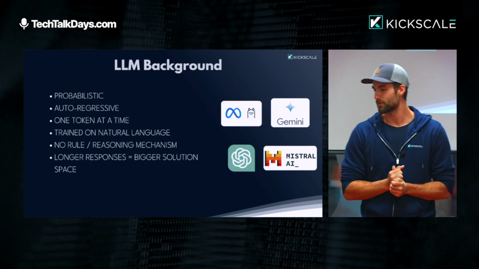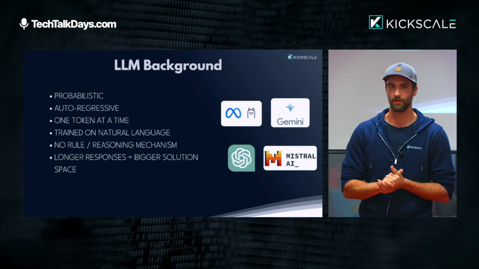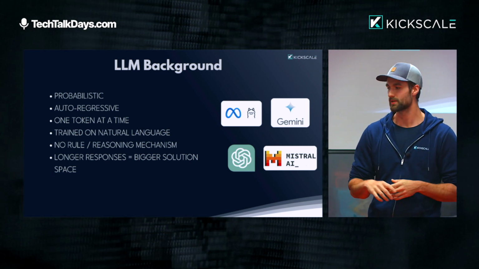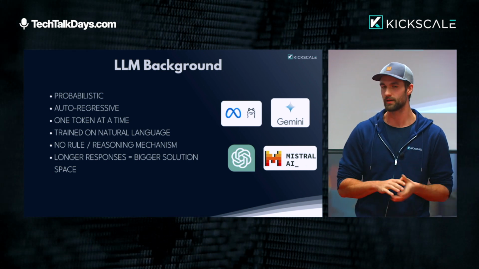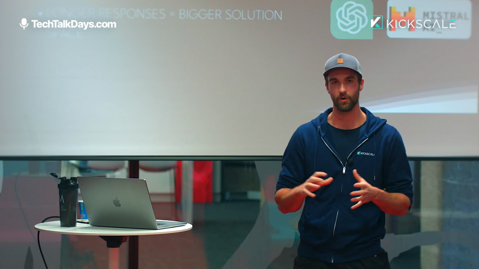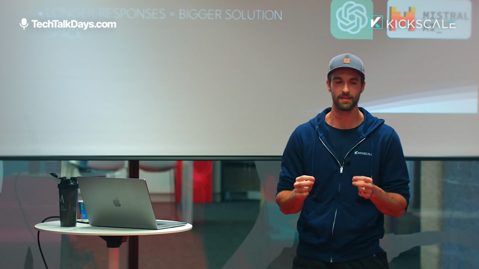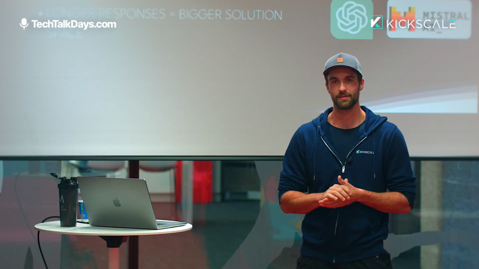All right, now let's start with the large language model background. So basically, this is all relevant for now transformer-based models, which are probably all of them that are out there right now. So ChatGPT, Llama, Gemini, or the Mistral models. All of those models are probabilistic. That means they generate their outputs solely based on probabilities.